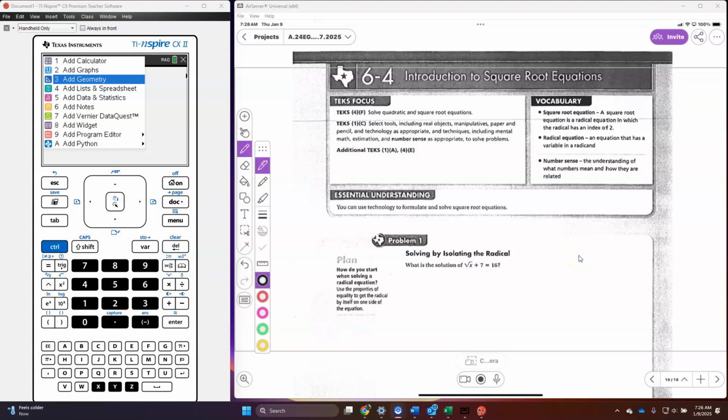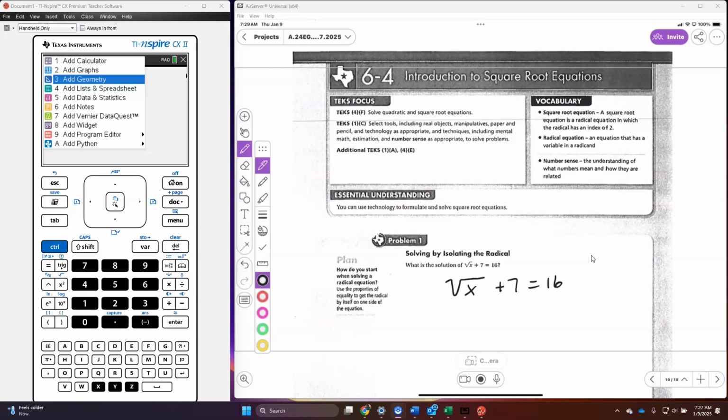Today's objective is to solve square root equations, and we have a problem shown below. The square root of x plus 7 equals 16. So what we're going to do is we want to isolate the x by itself. You notice that we're adding 7.